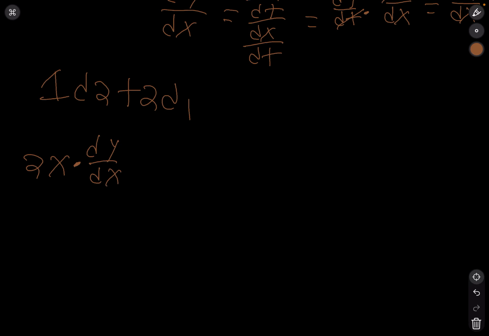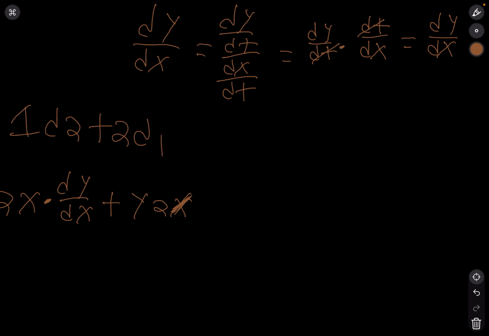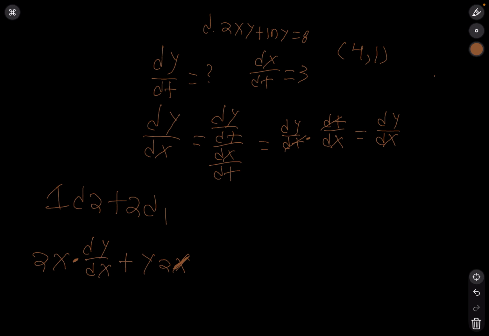So from 2xy, you can say 2x times dy/dx plus y times 2. I'm sorry, just 2. Just 2. And then plus 1 over y times dy/dx is equal to 0.